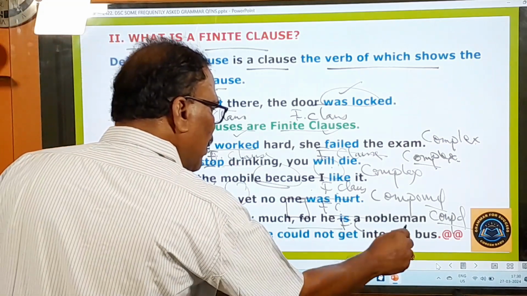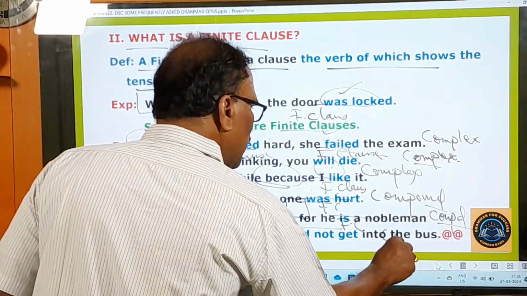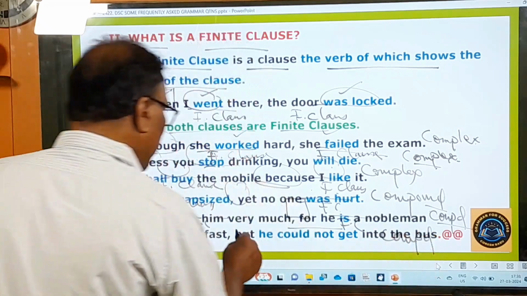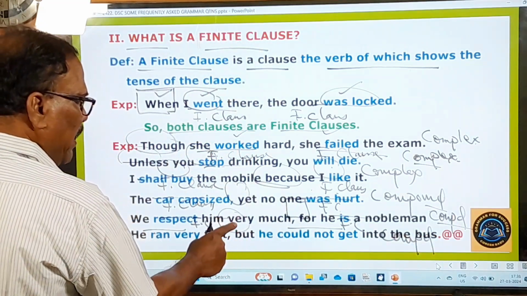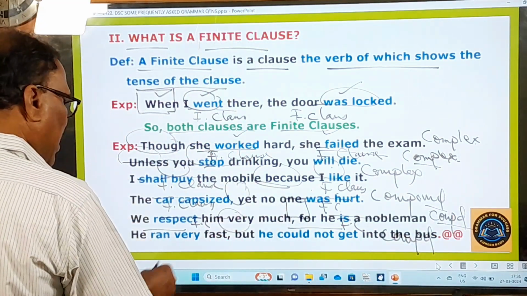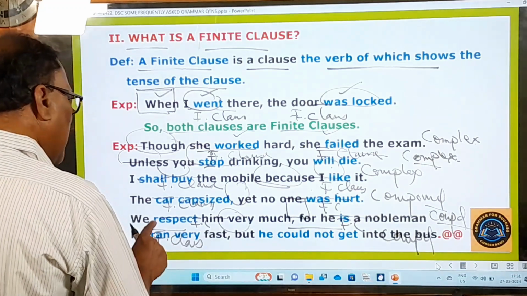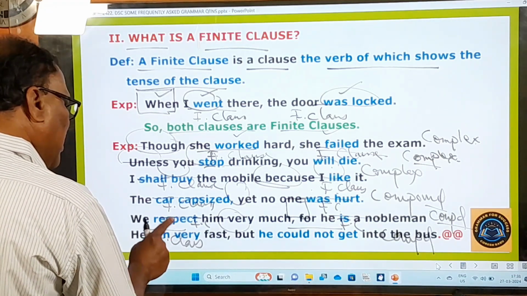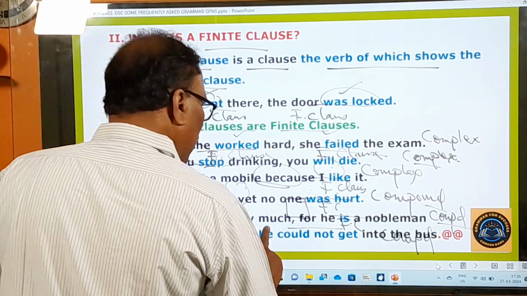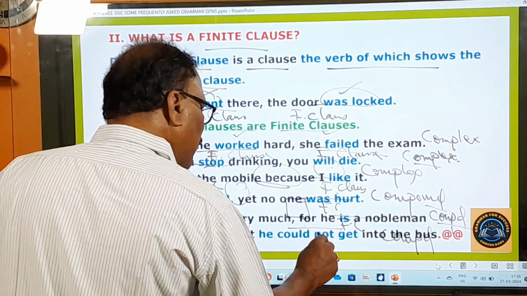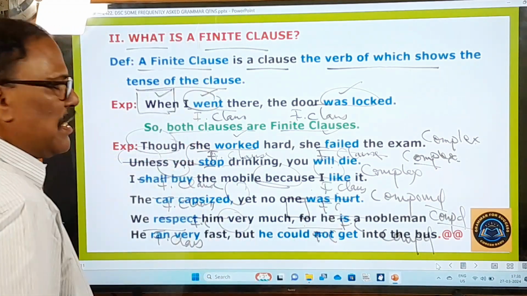And the last example here I would like to give you is: he ran very fast, but he could not get into the bus. So here it is also a compound sentence because the conjunction "but" is used in this sentence. Okay, and what kind of clause is this? He ran very fast. It's a finite clause because "ran very fast", this verb is showing the tense of this clause, right? And in this also the verb is showing the tense of this clause. Therefore, here it is a finite clause.